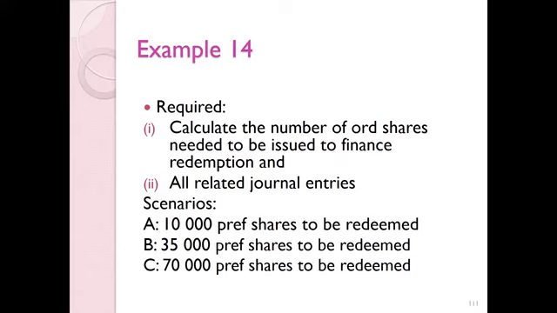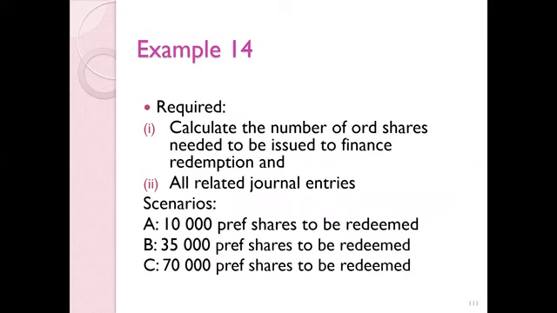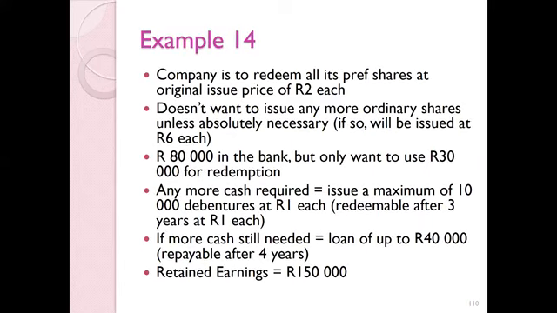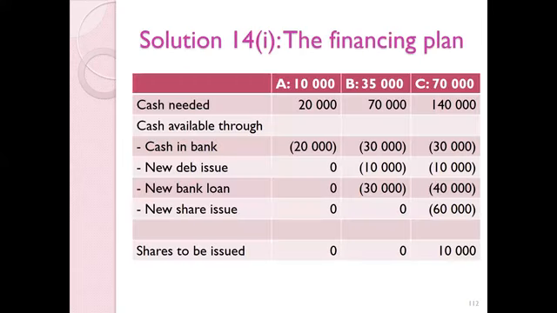Let's then look at scenario B. So scenario B is 35,000 preference shares that we need to redeem. Now, how much are we going to redeem them at? R2 each. So 2 rand times 35,000 preference shares means we need 70,000 rand to finance the redemption of scenario B, 35,000 redeemable preference shares. So the cash needed for scenario B is 70,000 rand. Right, let's move through our options. We said first option will be cash in the bank. We only want to use 30,000 rand. How much do we need? We need 70,000 rand. So is that enough? No, 30,000 is not enough.